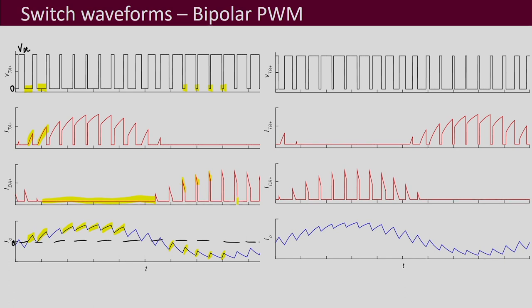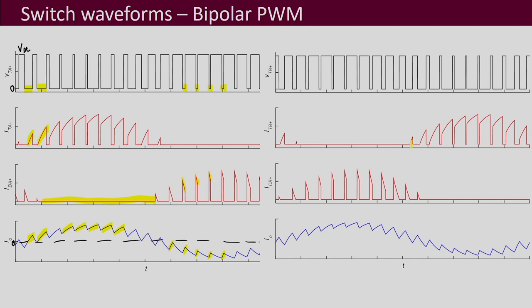But what we observe from here is that sometimes the transistor conducts, sometimes the diode conducts, and this is how the voltage waveforms and current waveforms are getting formed from the output current. Similarly, this is for your TB plus, the voltage across the device, and this is the current through TB plus.